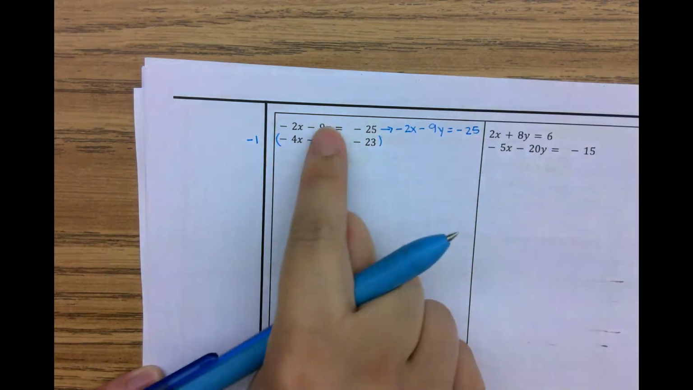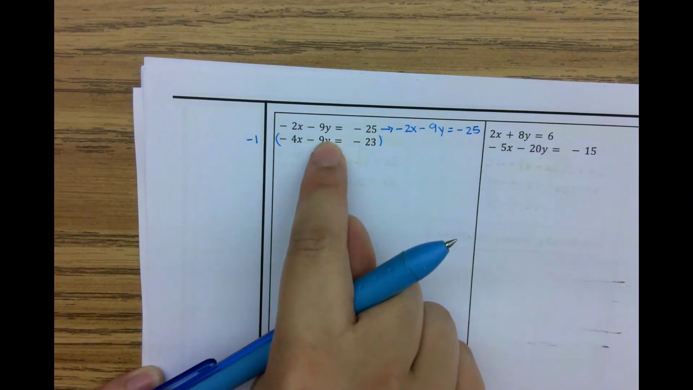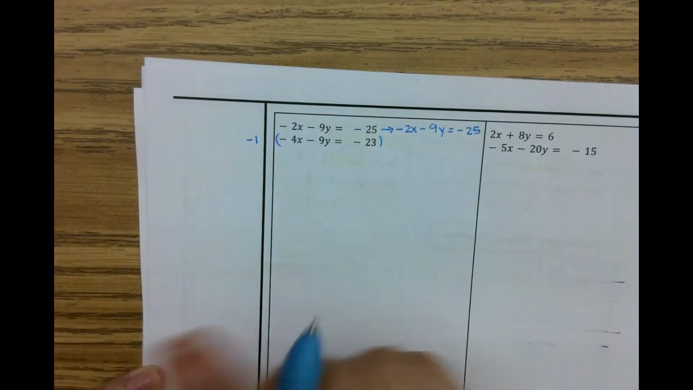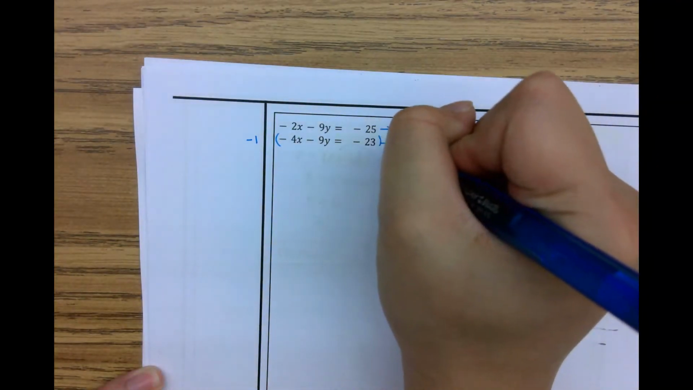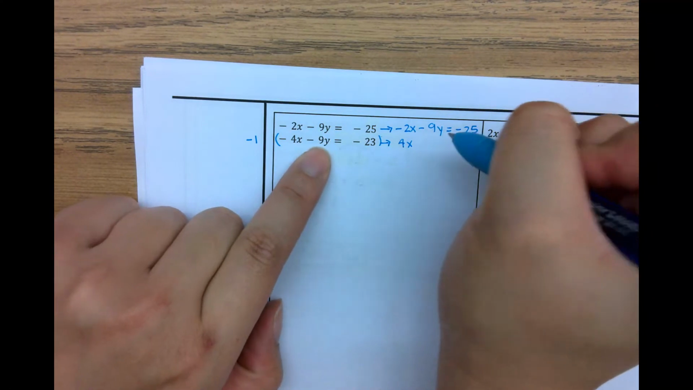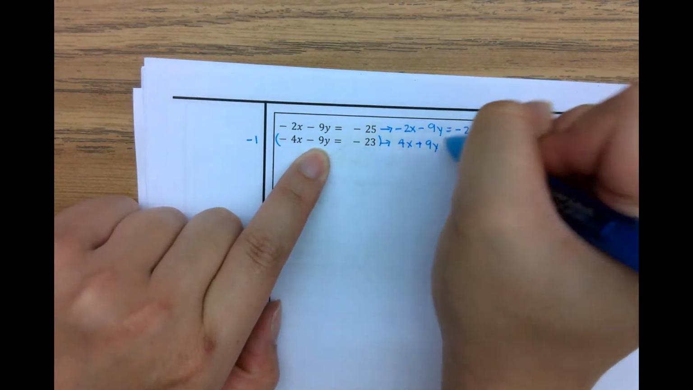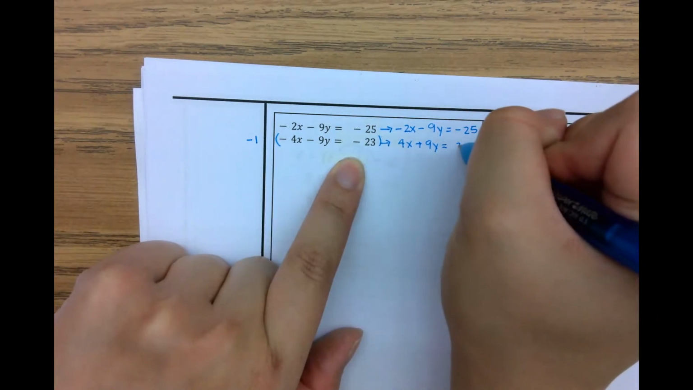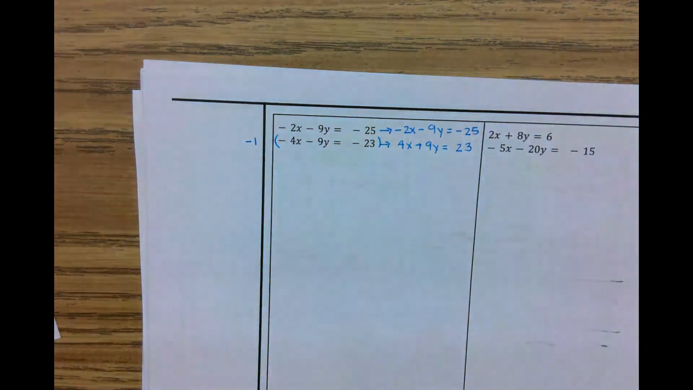Okay, so the top one stays the same as negative 2x minus 9y equals negative 25. The bottom one, since they're both negative 9 here, I'm going to just multiply this whole bottom equation by a negative 1. And what that does is it changes the sign. It gives me a positive 4x now, a positive 9y, so that I have that opposite sign. Okay, and then equals a positive 23.